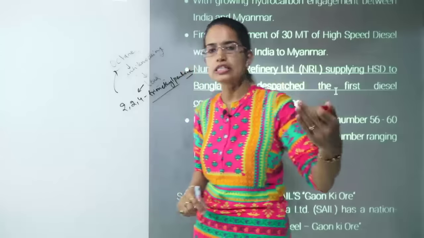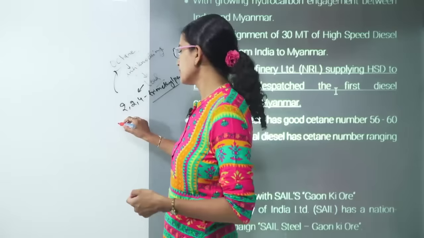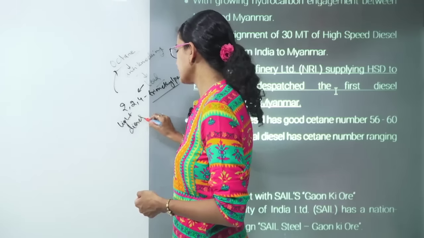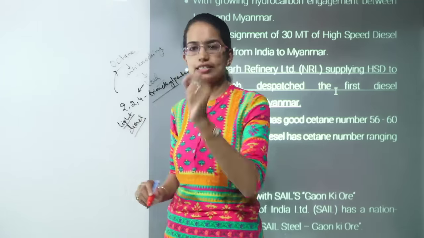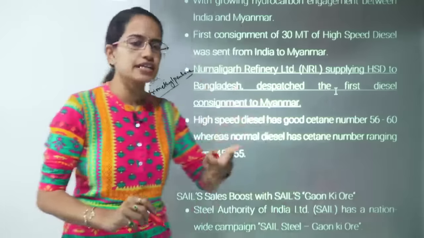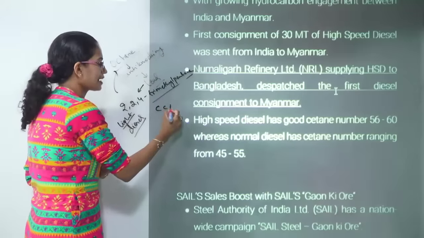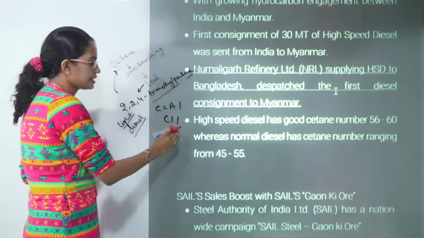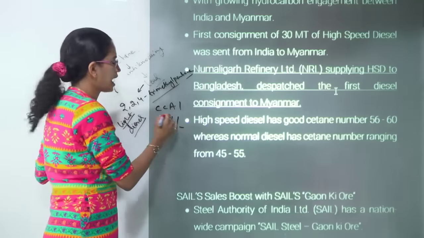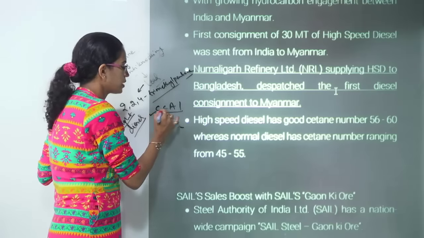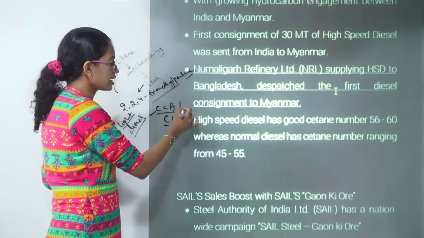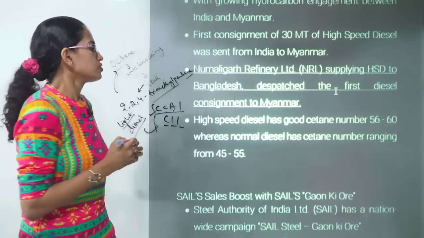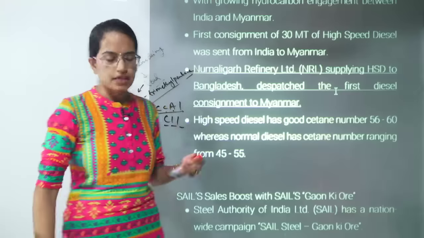When we talk about cetane numbers, they talk about light distillate diesel oils. So cetane number is ranked only for light distillate diesel oils. If it is a heavy distillate diesel oil, you have the ranking as CCAI and CII. So CII is calculated ignition index and CCAI is calculated carbon aromaticity index. So these two indices are included for heavy distillate diesel. So that's again important, cetane number.